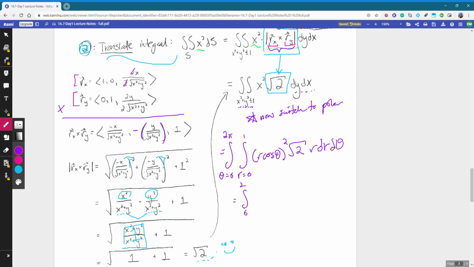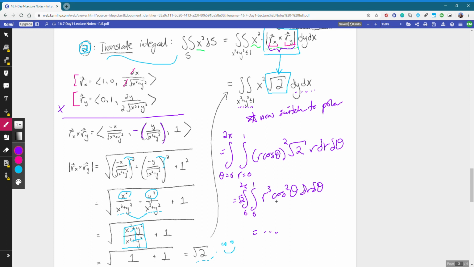And so, simplifying a little bit, what do we have? I guess we can pull the root 2 out front, and then we have 3 factors of r and a cosine squared theta, dr d theta. And at this point, I'll leave it to you to work through our nice clean double integral here.